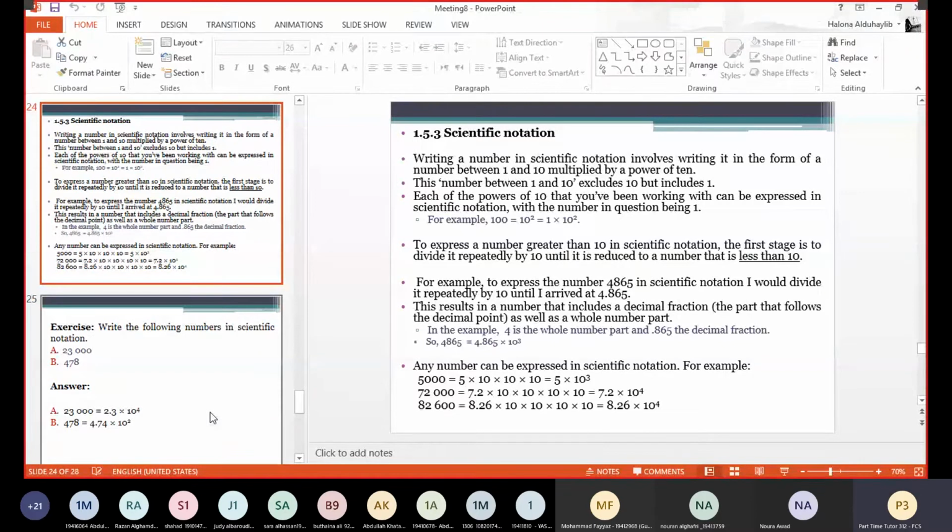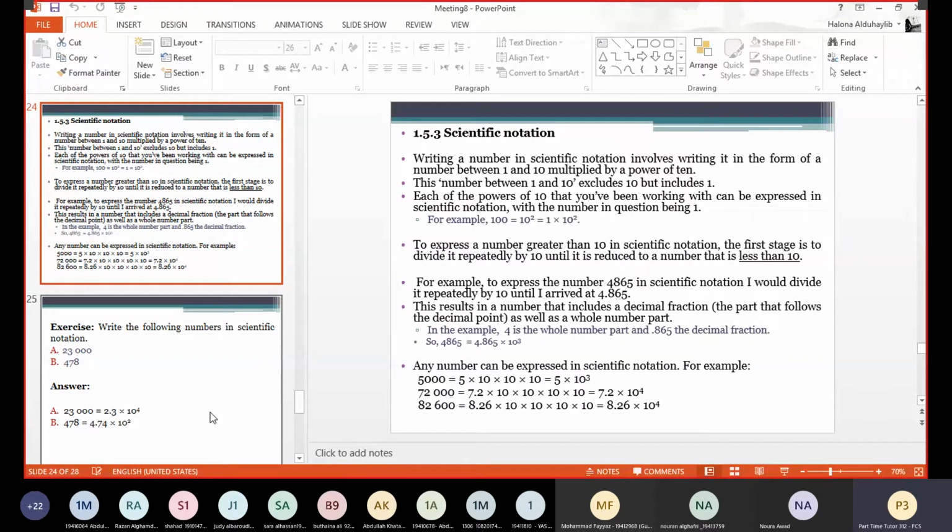Scientific notation. Writing a number in scientific notation involves writing it in the form of a number between 1 and 10. If you see all the previous examples, we are actually representing numbers between 1 and 10 with different powers, so it will become a high number or a smaller number. This number between 1 and 10 excludes 10 but includes 1. So there is no 10, but there is always 1, and we can represent the power of 10 with any value.